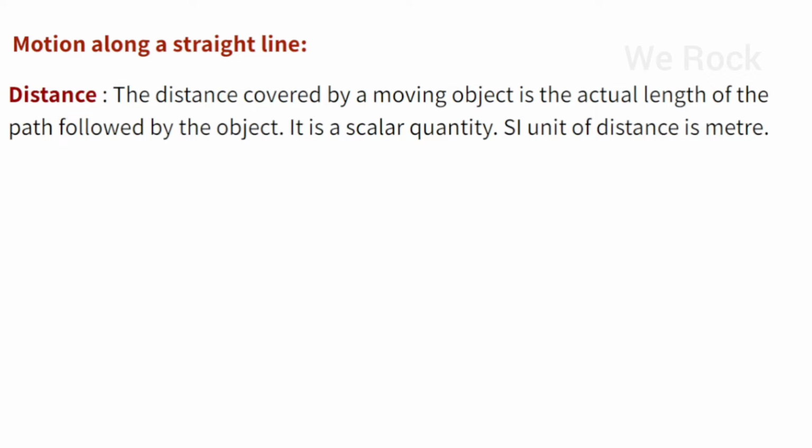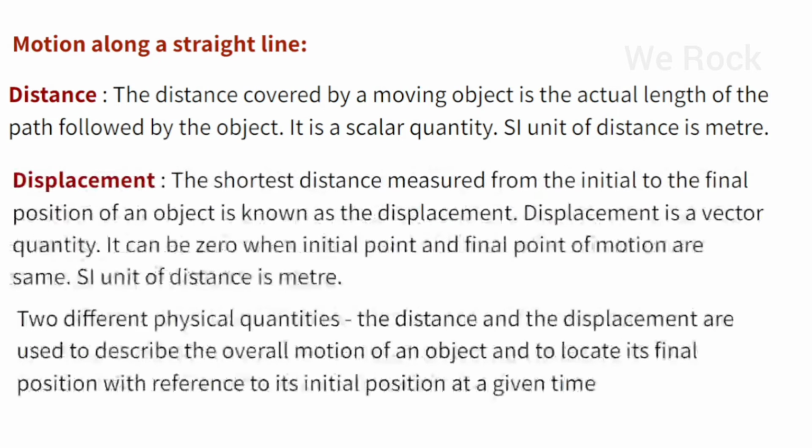Distance. The distance covered by a moving object is the actual length of the path followed by the object. It is scalar quantity. SI unit of distance is meter. Displacement. The shortest distance measured from the initial to the final position of an object is known as the displacement. Displacement is a vector quantity. It can be zero when initial point and final point of motion are same. SI unit of displacement is meter.